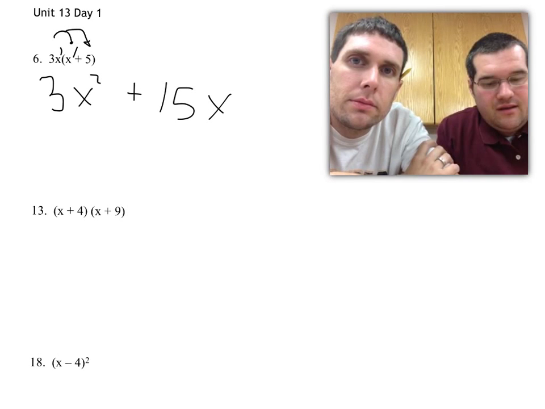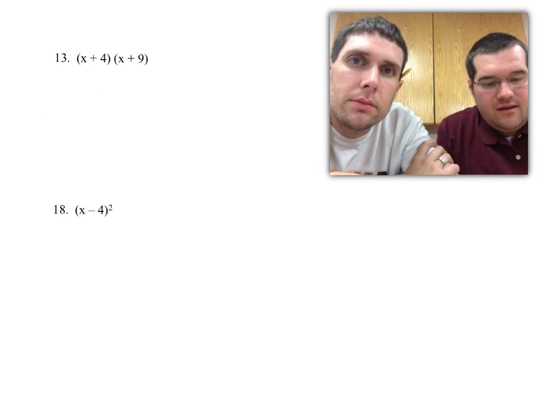Number 13, we're multiplying two binomials. We have x plus 4 and x plus 9, and we did something today called FOIL. We're going to multiply all terms together, so we're really going to multiply 4 things. We're going to do x times the x, and the x times the 9, and the 4 times the x, and the 4 times the 9. So we're getting 4 separate answers here. So I'm going to write down FOIL here.